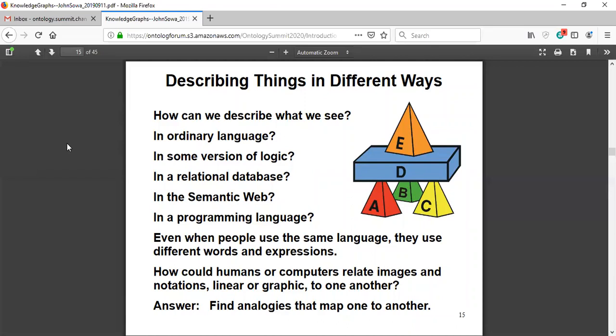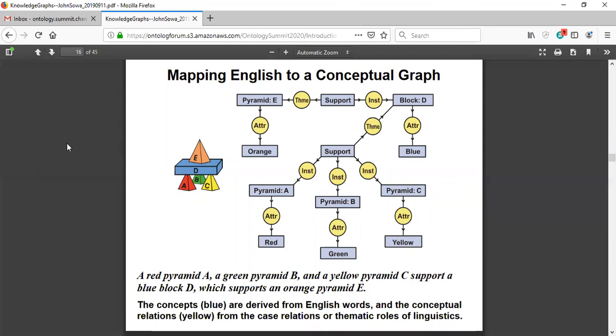on the next slide, there's a mapping of English to a conceptual graph. And there's a sentence in English: a red pyramid A, a green pyramid B, and a yellow pyramid C support a blue block D, which supports an orange pyramid E. And that sentence in English is mapped to that conceptual graph. The yellow circles represent relations, and the blue boxes represent the concept nodes. Every concept node has a type label, and it may have a name, like pyramid E, which has attribute orange, and it's the theme of the verb of a concept of type support, which has as instrument a block D, which is attribute blue. So that's the conceptual graph that is derived from that sentence in English.